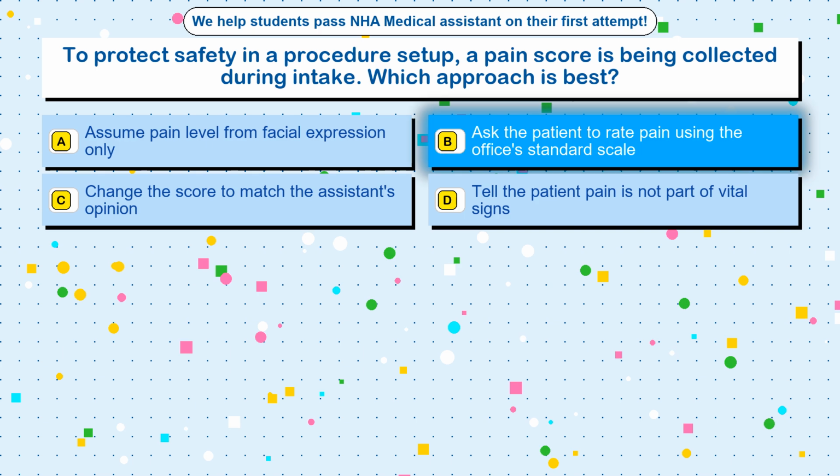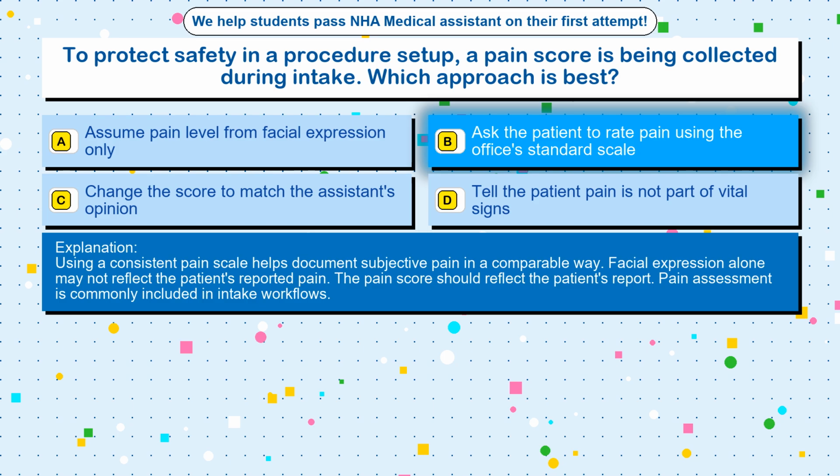The correct answer is option B, ask the patient to rate pain using the office's standard scale. Using a consistent pain scale helps document subjective pain in a comparable way. Facial expression alone may not reflect the patient's reported pain. The pain score should reflect the patient's report. Pain assessment is commonly included in intake workflows.